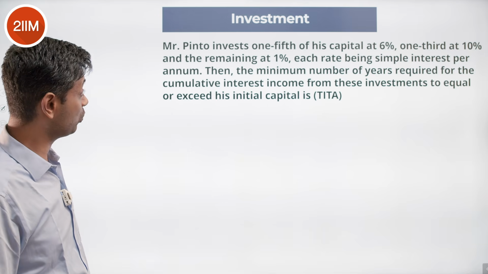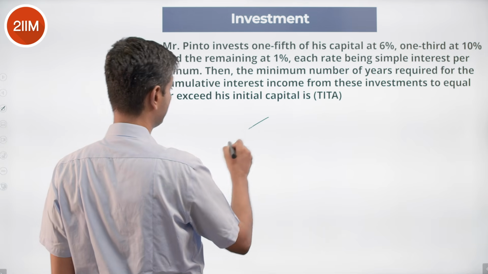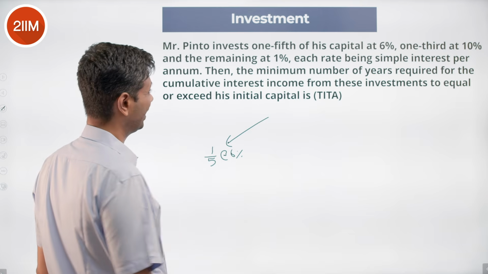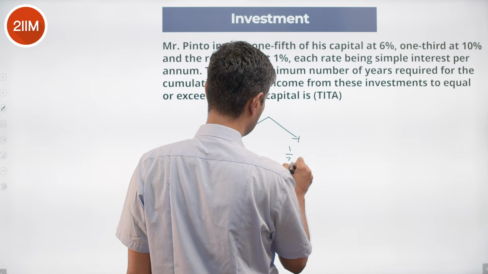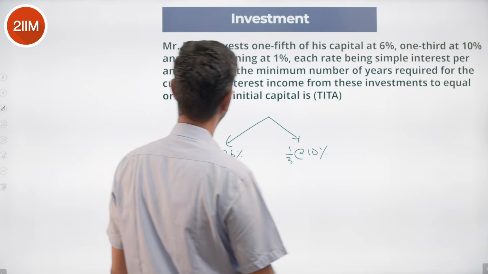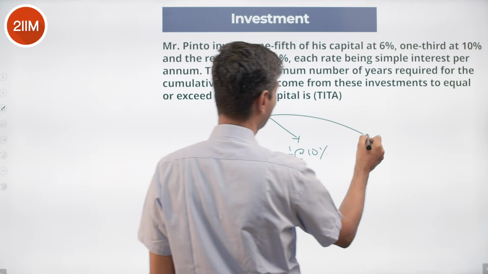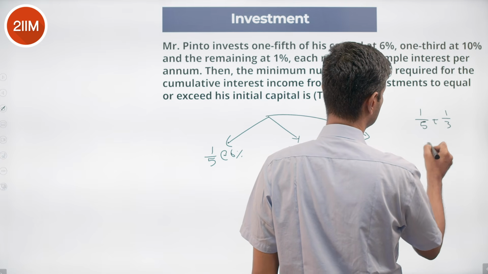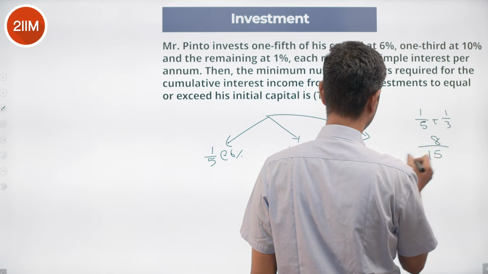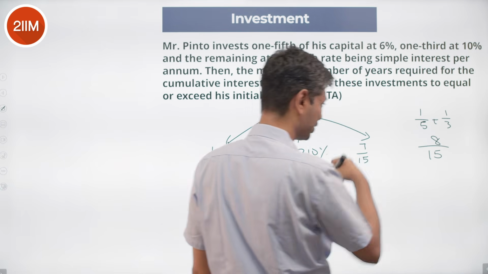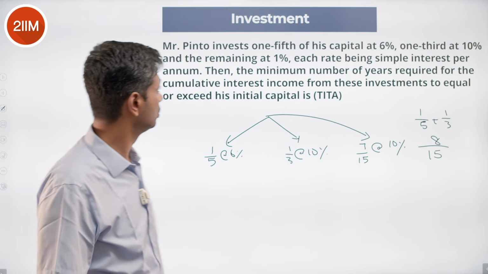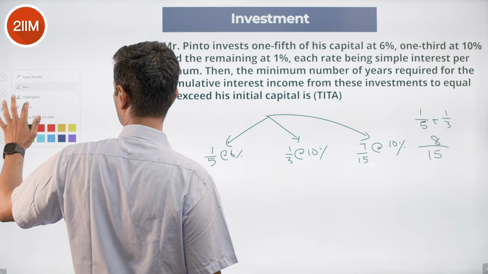Beautiful question. Mr. Pinto invests 1/5 of his capital at 6%, 1/3 at 10%, and the remaining at 1%. Remaining, right? So 1 by 5 plus 1 by 3 is 3 plus 5, 8 by 15. So remaining is 7 by 15 at 1%. Sorry, not 10%, 1%. I will fix that.